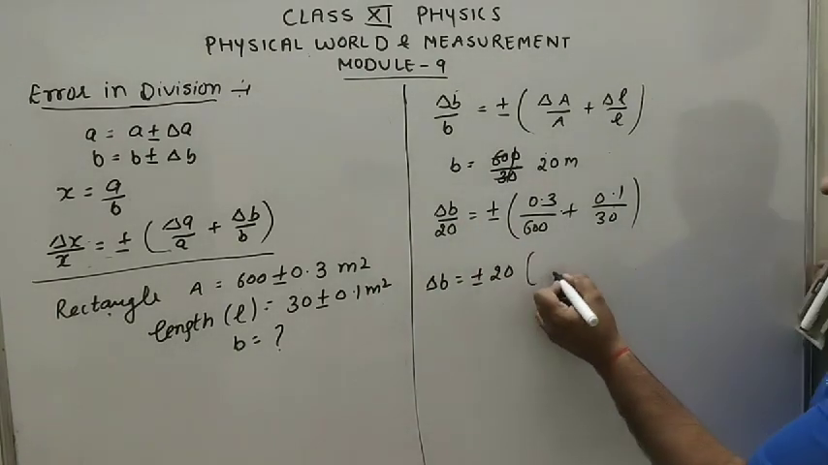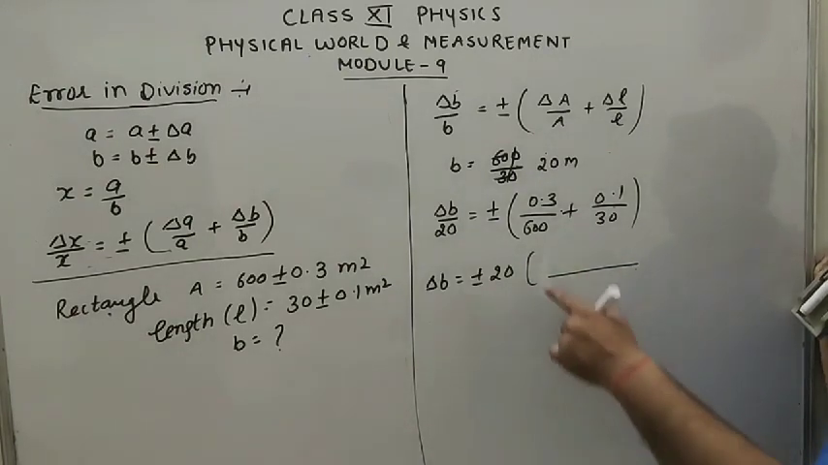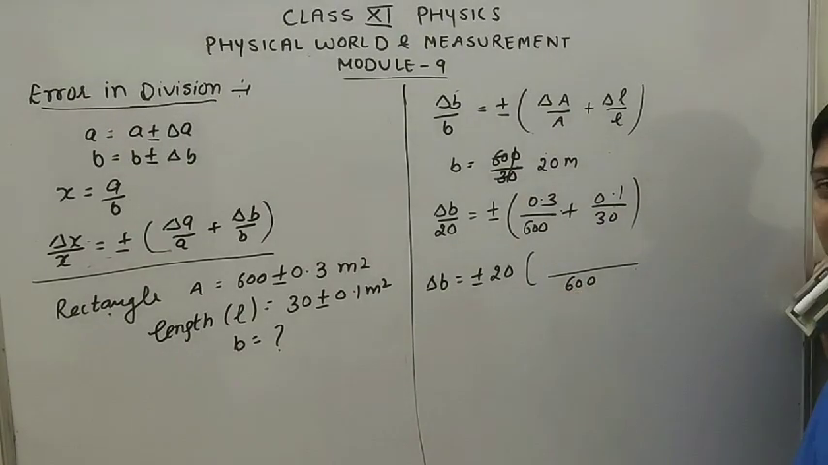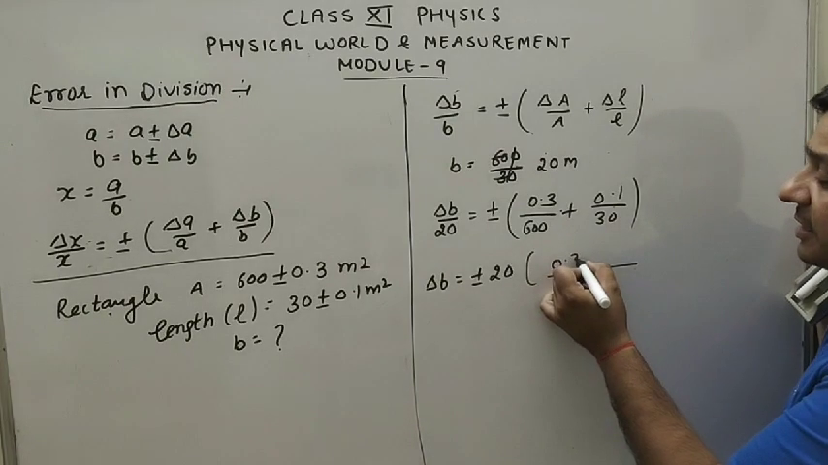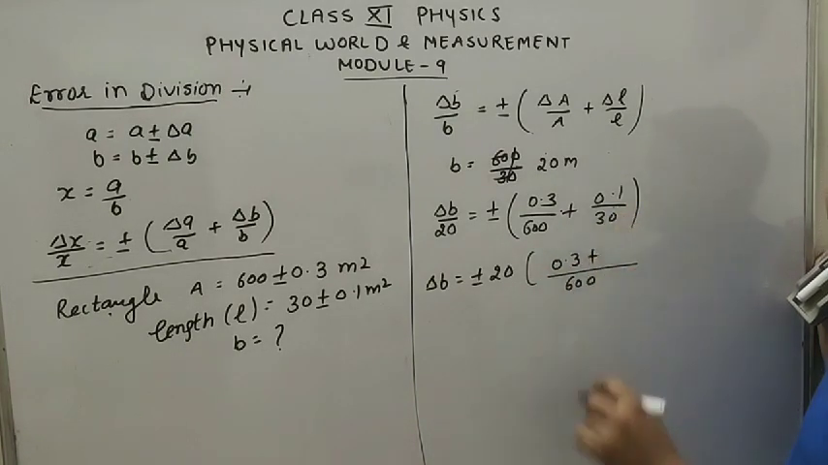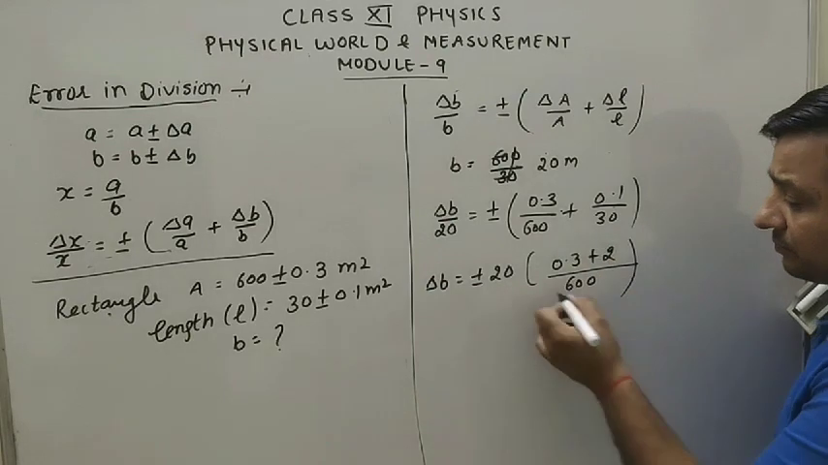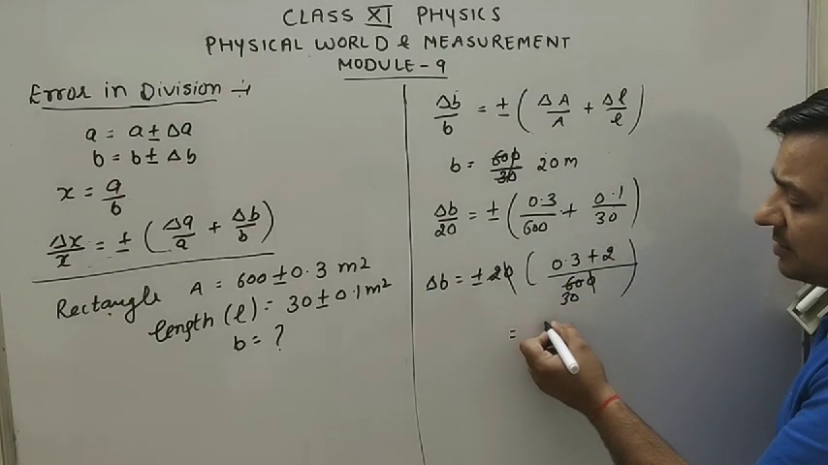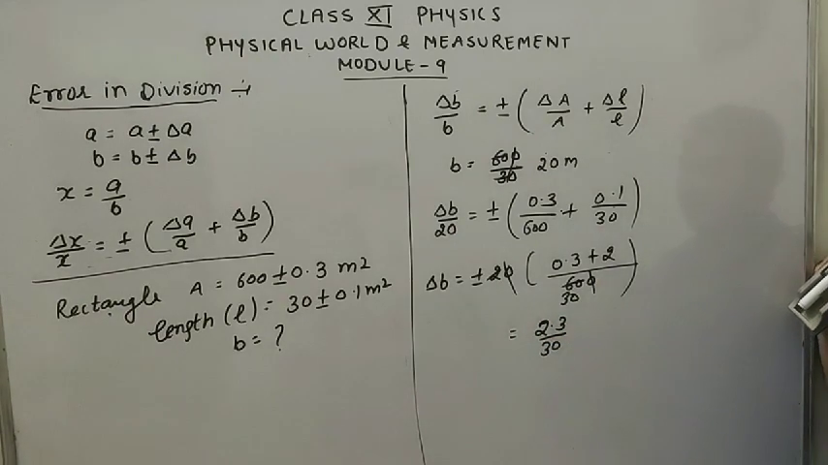Now by taking the LCM of 600 and 30, because we will add them, the LCM is 600. 0.3 as it is, and 20 into 0.1 is equal to 2, and this is 30, and that is 2.3 by 30, and this is the delta B.